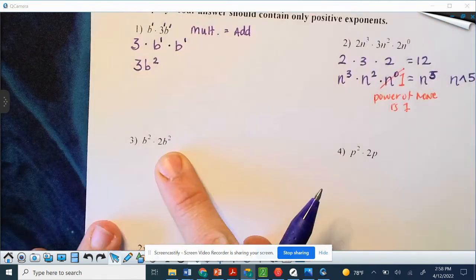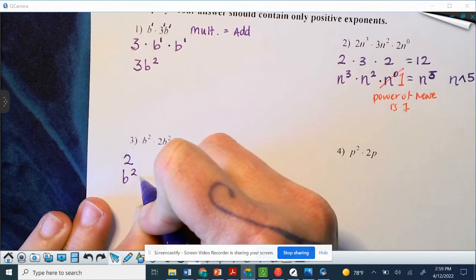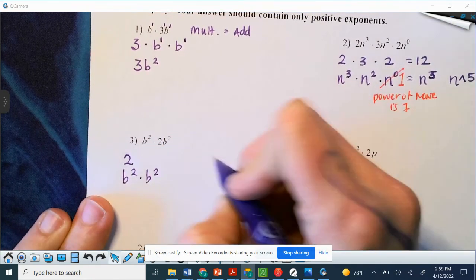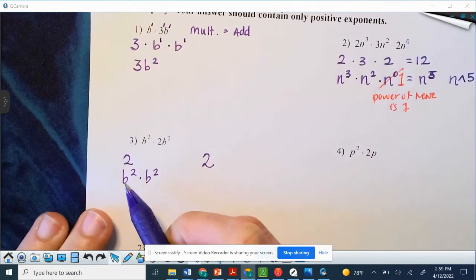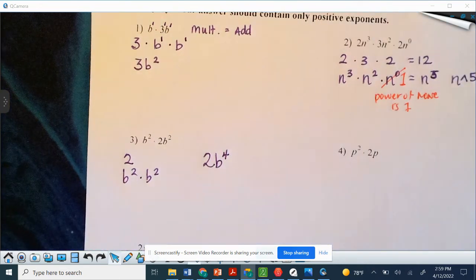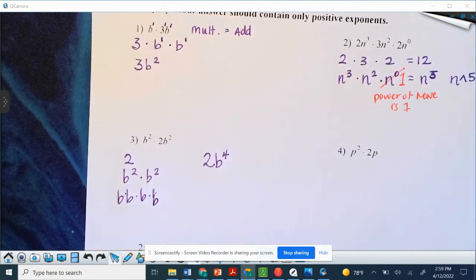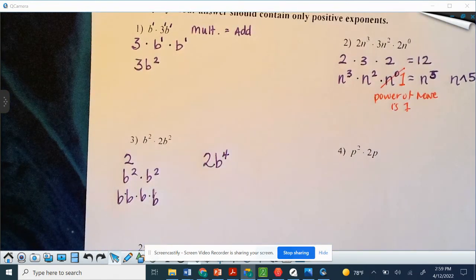Number 3, so I have b squared, so I will pull out my numbers. Then I have b squared times b squared. So 2 is not multiplied by anything, so it's going to be 2. And then squared and squared, since we're multiplying, we're going to add. So that's b to the 4th power, and you're done. Because what that's saying is how many b's are there? And if we extended this out longhand, there's 4 of them. B squared means b times b. And if I times that by b squared again, it's b times b times b times b. So that's b times itself 4 times. That's why the addition works.